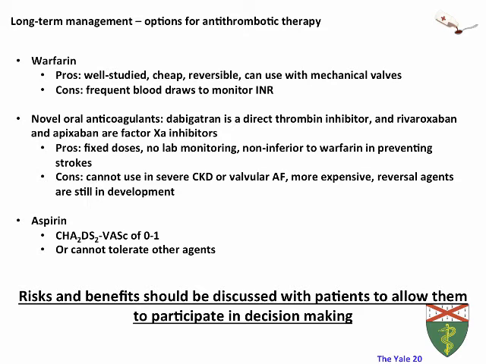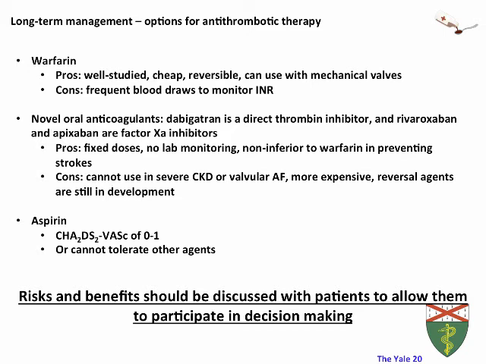A new class of medications that has come out more recently is the novel oral anticoagulants. These include dabigatran, rivaroxaban, and apixaban. Dabigatran is a direct thrombin inhibitor, and rivaroxaban and apixaban are factor Xa inhibitors. The benefits are that they are given in fixed doses and don't require any lab monitoring, and studies have shown that they are non-inferior to warfarin in preventing strokes. However, they are not approved in patients with severe CKD or patients with valvular AF. They're also more expensive, and reversal agents are still in the development phase.